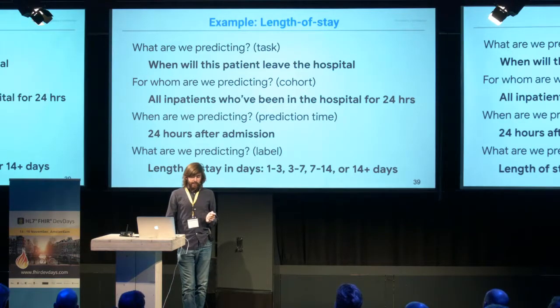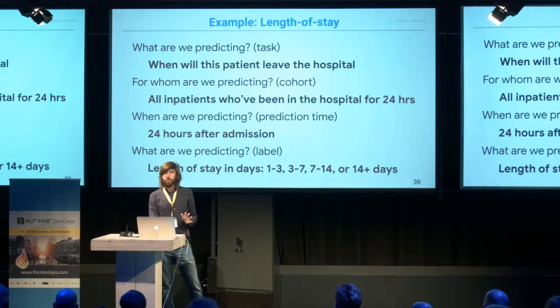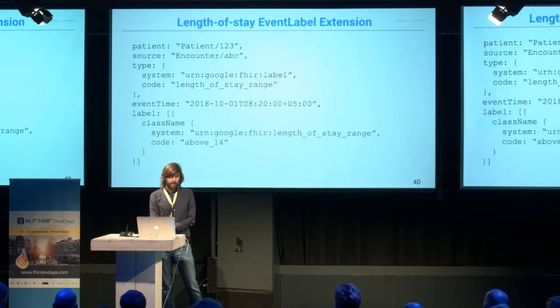In this case, we've decided to bucket the length of stay into 4 different buckets, where you're going to stay either between 1 and 3 days, 3 and 7 days, 7 and 14 days, or longer than 14 days. This is one example of a prediction task, which is a pretty standard thing. But all these questions have to be answered for any task that you're interested in doing.